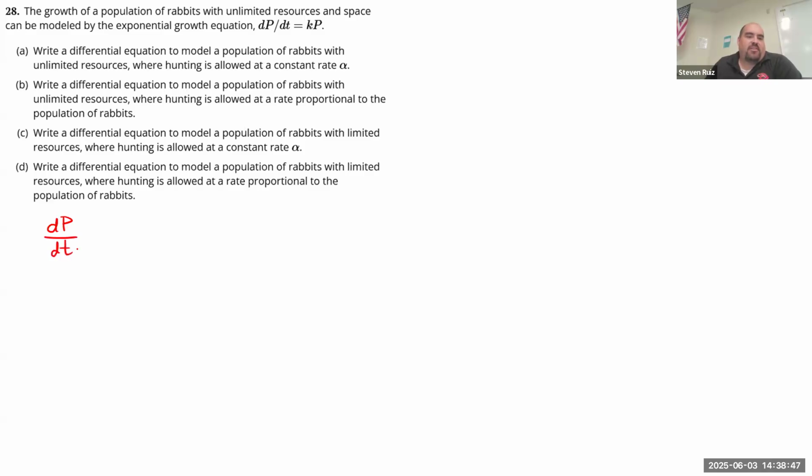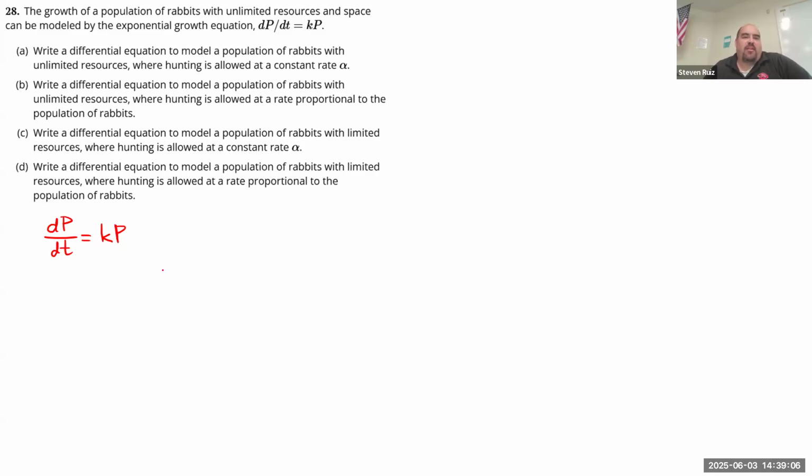They're going to run out of space. They're going to run out of food. They're going to be hunted by predators. There's going to be something that prevents them from growing without bound. Okay. So let's look at these different changes here.